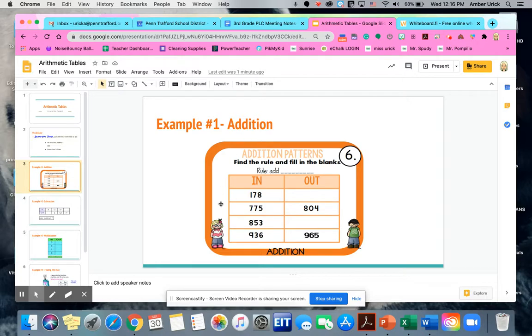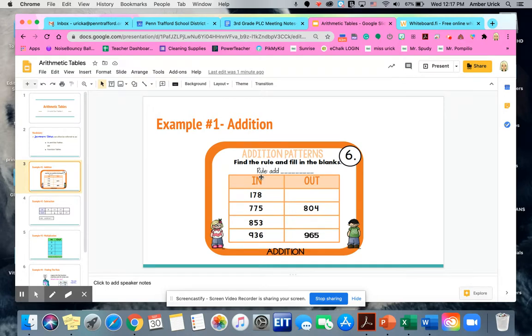So take a look at this first example. This first example is all about addition. This one happens to be vertical. The inside here, look at these numbers: 178, 775, 853, 936. They're all quite different. But if you check out the other side, there are certain numbers missing. 178 goes in, but there's a blank on the outside. We're not sure what number is going to come out. But if I look at 775, there is a number that comes out, and it's 804. But I don't know what happened to it.